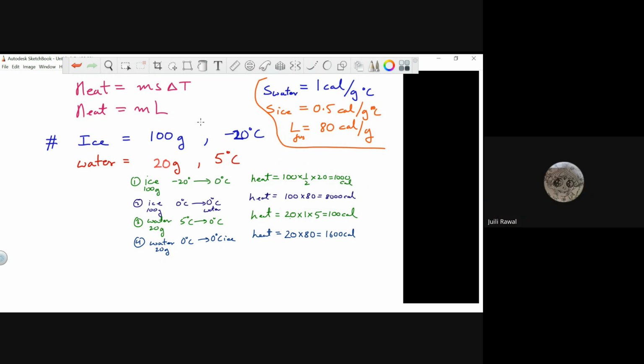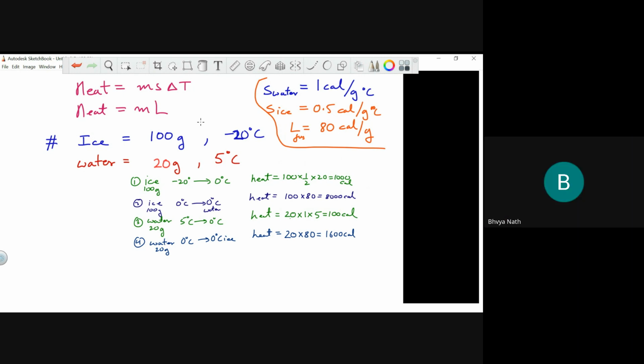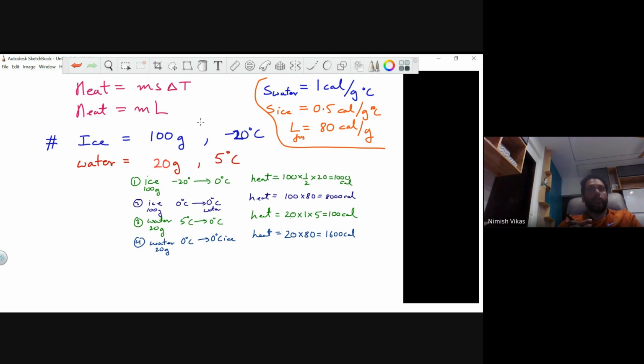Ice. Others? Who is reaching 0 first? Sir, water. Ice required 1,000 calories to reach 0. And this heat is just taken by one and given by the other one. Water is giving, ice is taking. There is no third person present over here. So while water is giving, ice is taking.